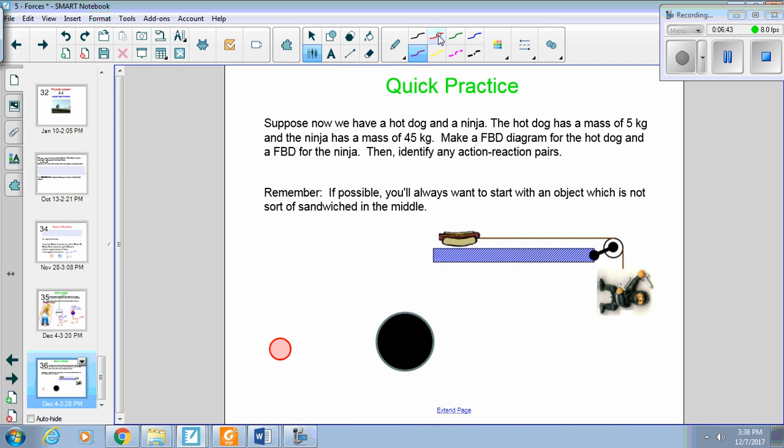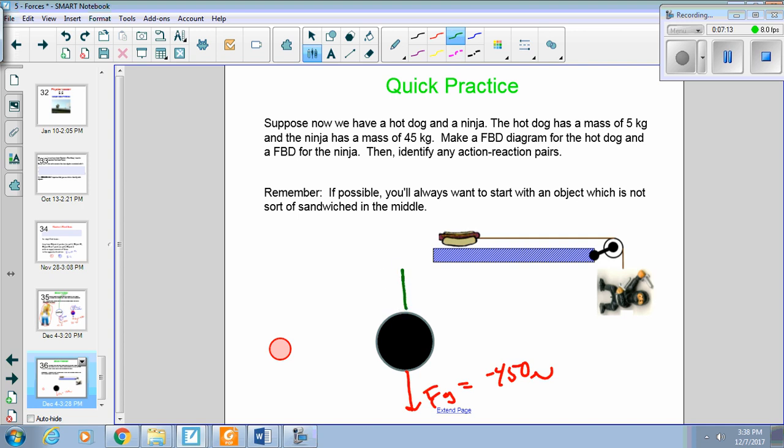We have some forces that are acting on them, right? So in this case, it doesn't necessarily matter where you go. They're not really sandwiched between anything, but let's start with the ninja. Force of gravity on the ninja. That's an F on the ninja, and that should equal the ninja's mass, 45 kilograms, times the acceleration, negative 10, so negative 450 newtons. Then we have a force holding the ninja up. Now, because it's a rope or a string, we have what we call the force of tension. And that should equal a positive 450 newtons to make sure that this ninja doesn't fall.